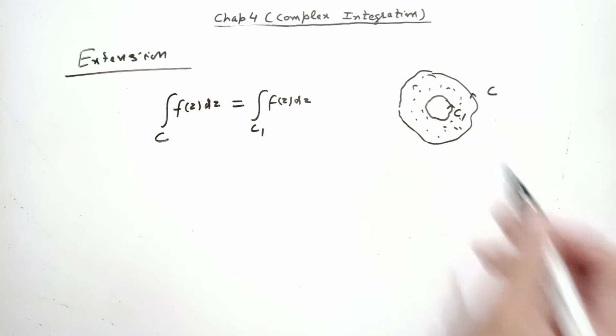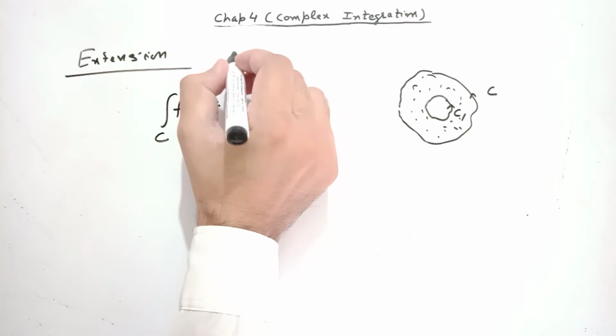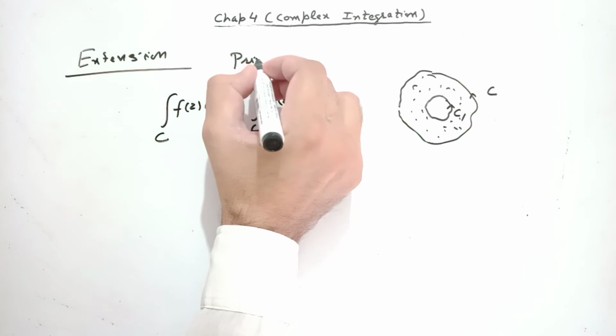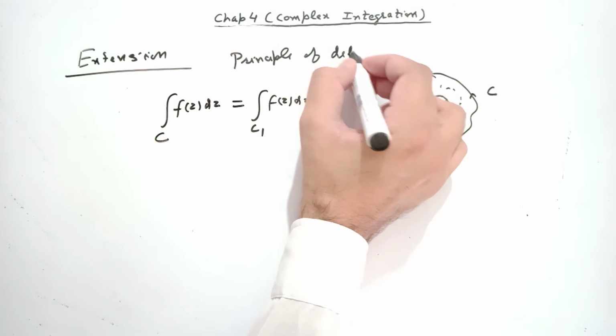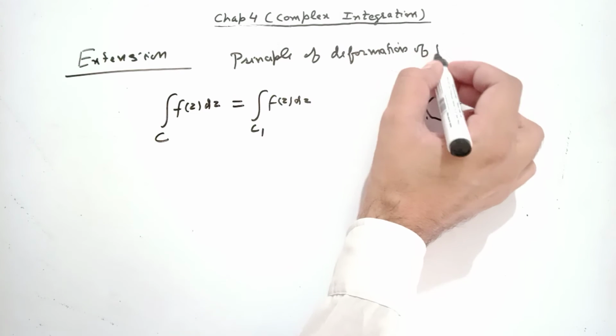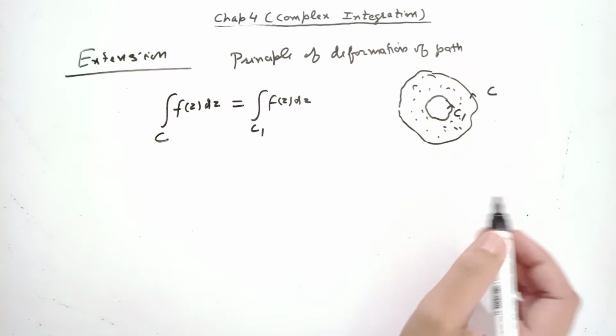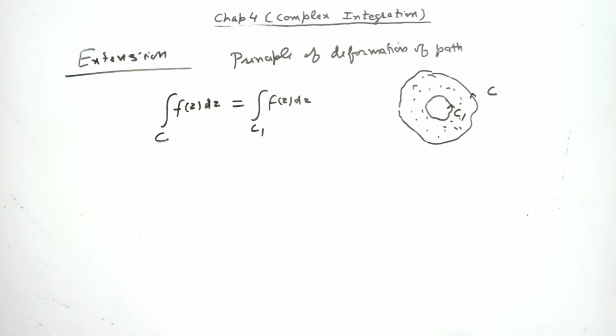This is also called the principle of deformation of path. Why? Because you have deformed the path to a smaller contour. So it's the principle of deformation of path.